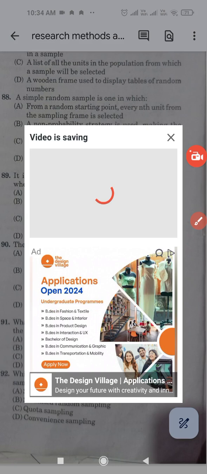Now question number 90. The standard error is a statistical measure of option A, the normal distribution of scores around the sample mean. Option B, the extent to which a sample mean is likely to differ from the population mean. Option C, the clustering of scores at each end of survey scale. And option D, the degree to which a sample has been accurately stratified. So the correct answer of this question is option B, the extent to which a sample mean is likely to differ from the population mean.